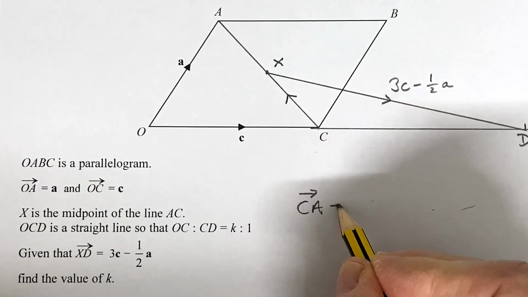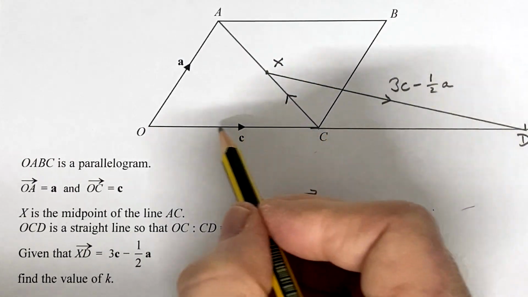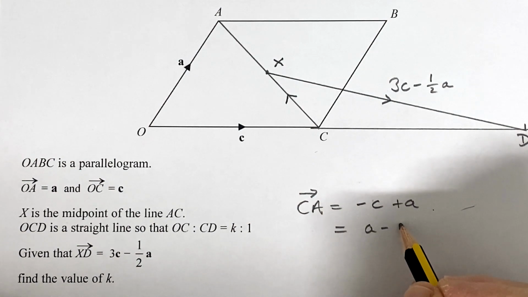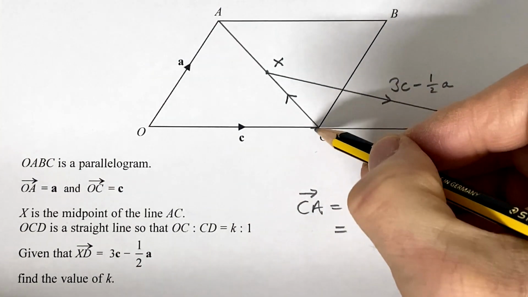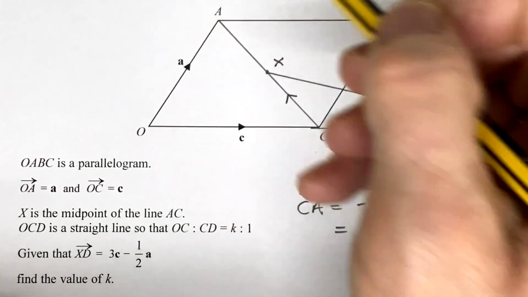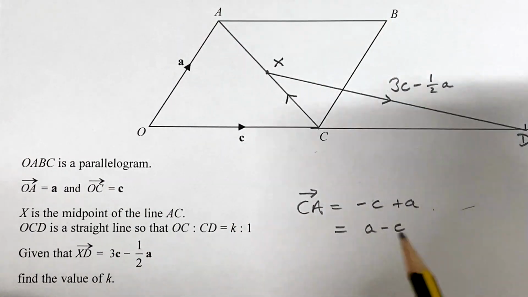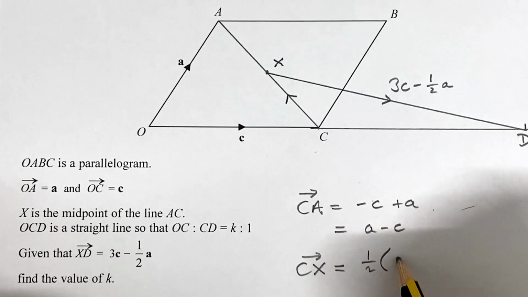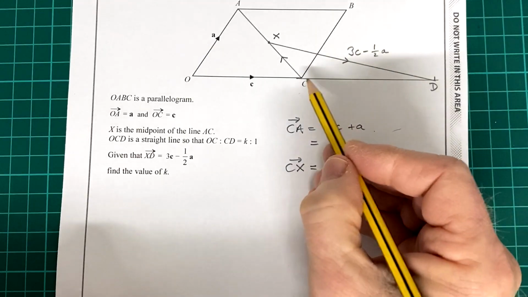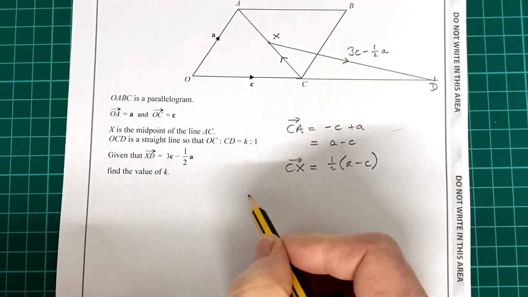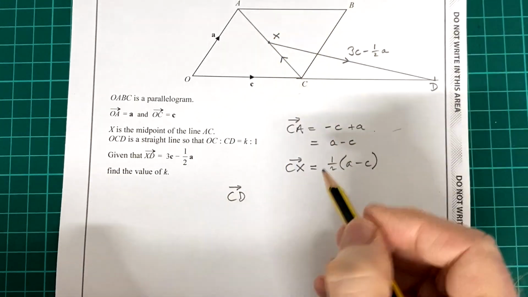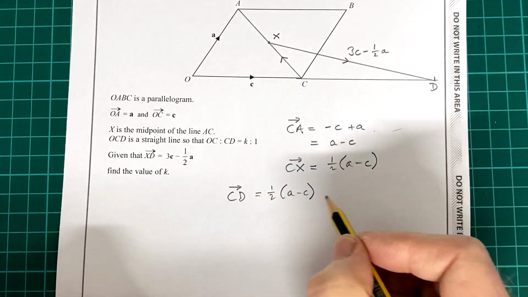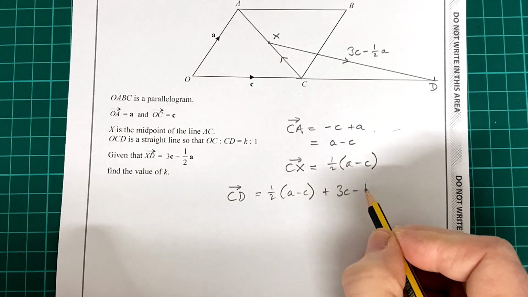CA, so if I was going from C to A, I would go negative C plus an A. But I'm going to rewrite that as A minus C. And in fact, we could go this way. We could go A minus C. So CA is A minus C. CX is going to be half of A minus C. So, looking again, if I'm going from C to D, I'm going to go CX, so I'm going to go half A minus C, and then XD, so plus 3C minus a half A.